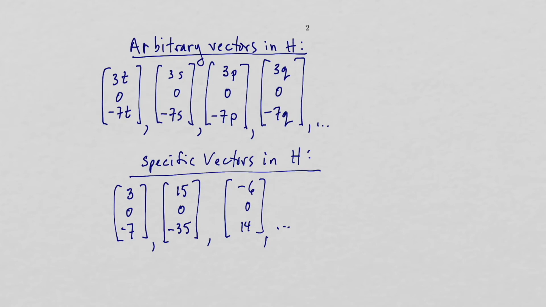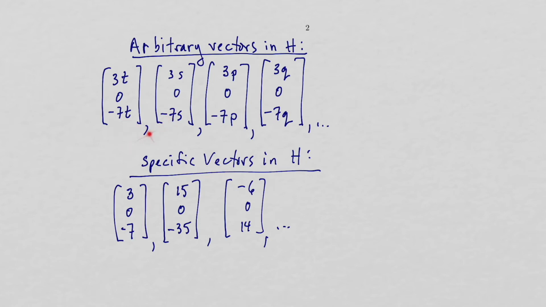But in order to check closure, we need arbitrary vectors. The only difference between an arbitrary vector and a specific vector is we don't choose a specific number for the variable here, which is called a parameter. But if we want to choose 2 distinct or different arbitrary vectors, then we need to use different letters. So this vector is 3t, 0, minus 7t. This one is 3s, 0, minus 7s, but this vector is not equal to this one necessarily. These two vectors would only be equal if s is equal to t. But in general, we don't assume that t and s are equal, and so these two vectors are not equal.